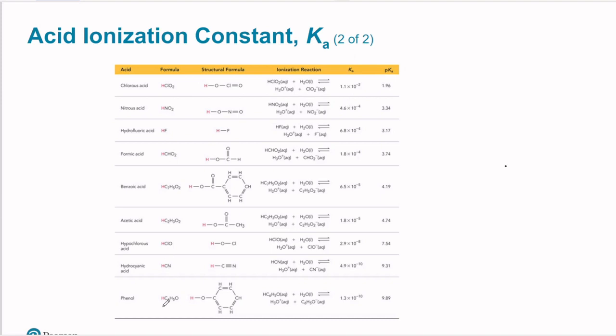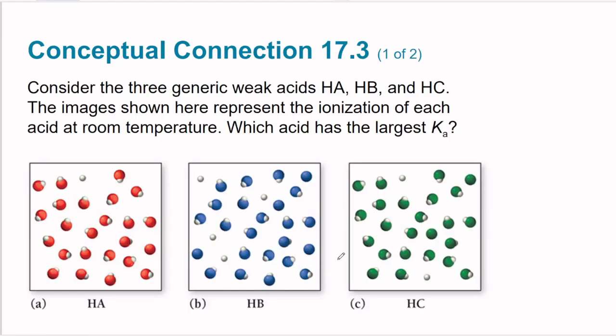So here are the examples of some weak acids and their respective reactions and their structural formulas, okay? But we need the Ka value primarily from this chart because we need to be able to calculate the concentration of H3O plus at equilibrium, which we're assuming we're reaching equilibrium to do these calculations, okay? And that way we can calculate the pH. So let's work these conceptual connection problems.